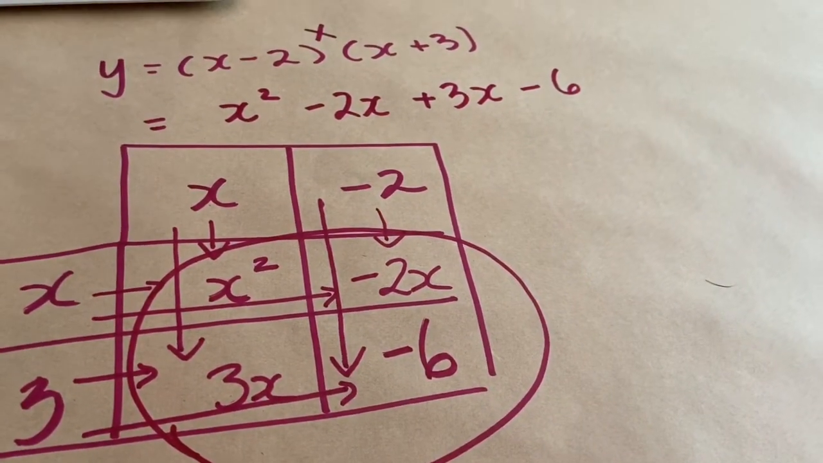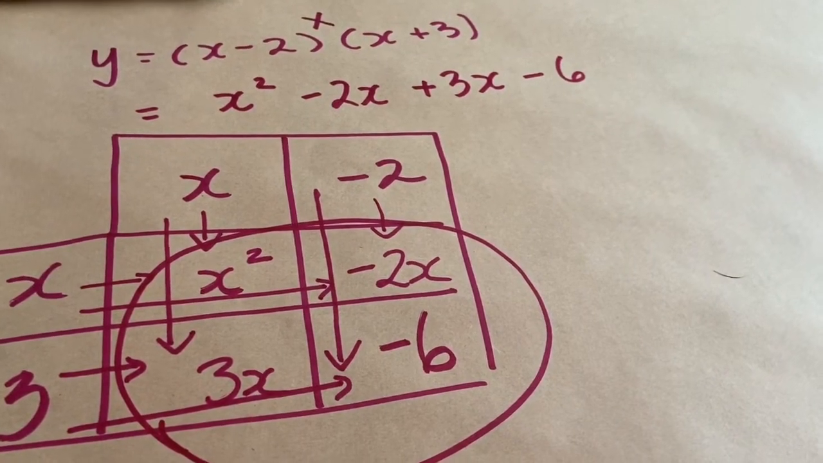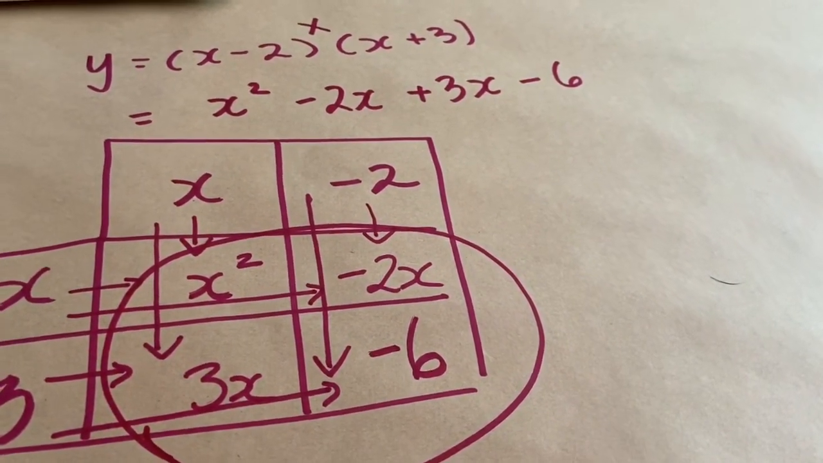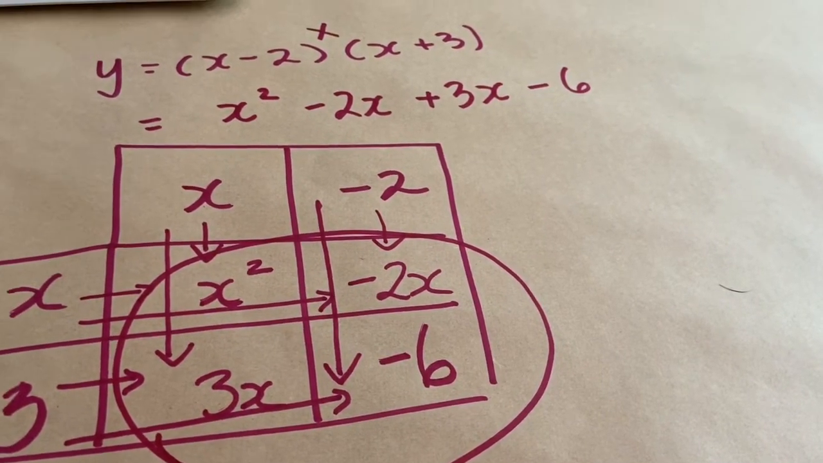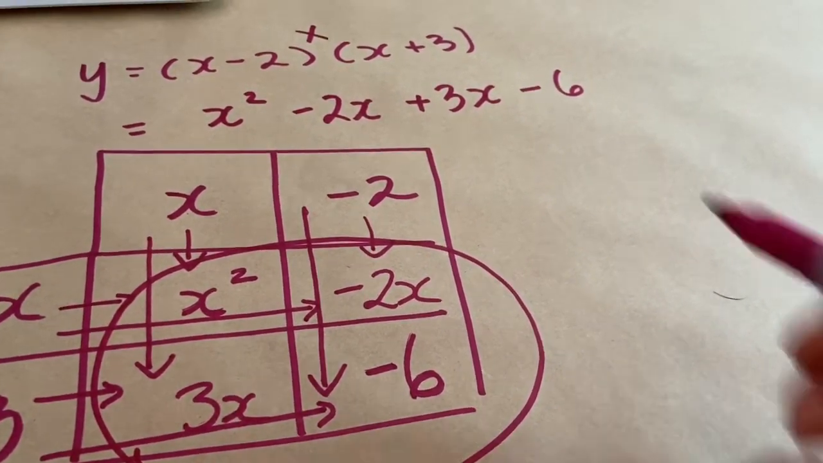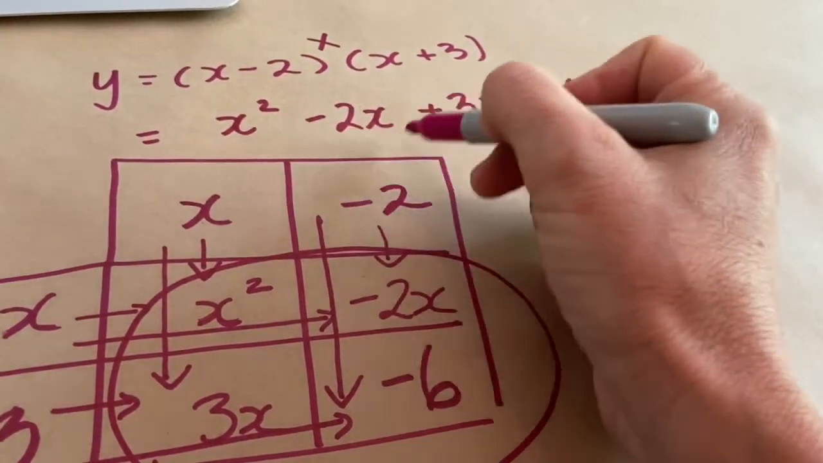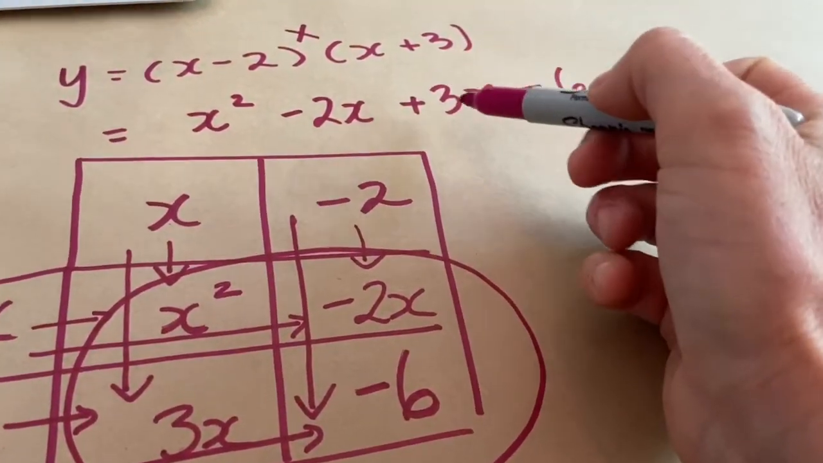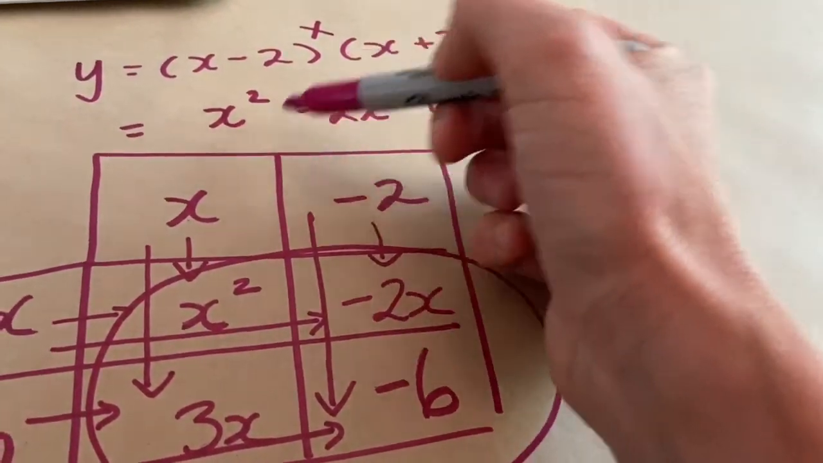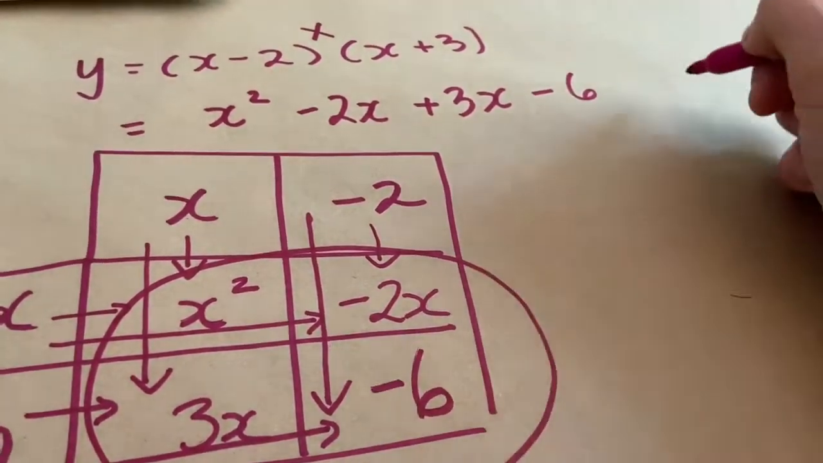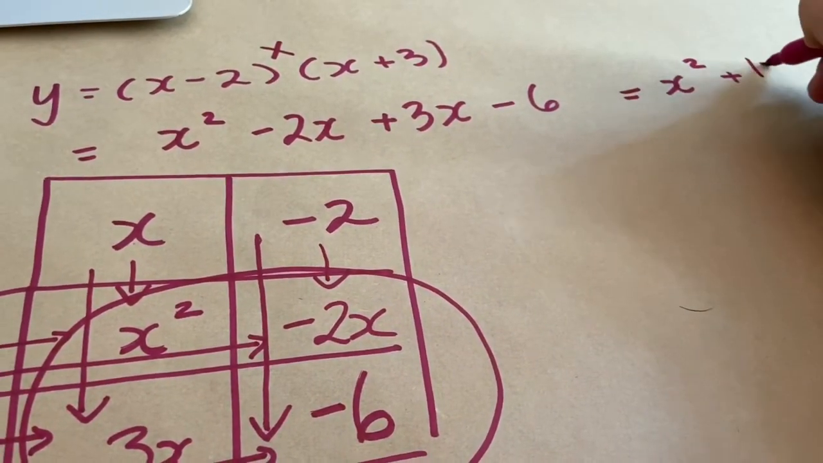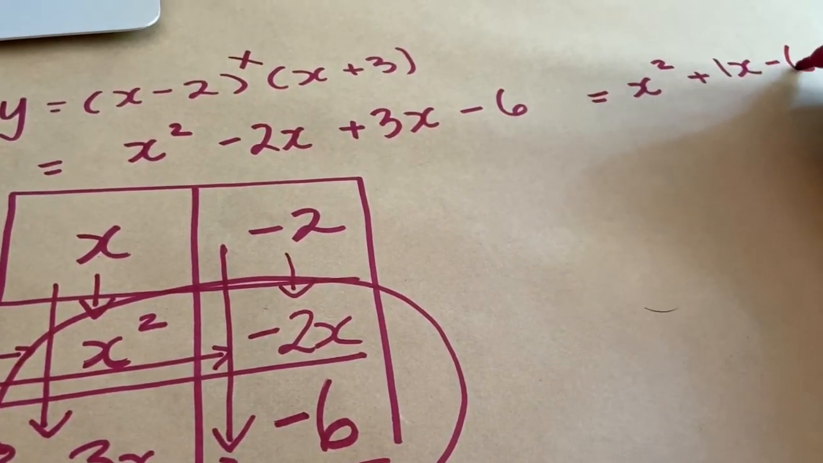Okay, last step is we need to simplify. And when we were in grade 9, we learned how to simplify. Simplify just means put the parts together that go together. I've got two parts here that have x. I've got the 3x and the minus 2x. So if I have minus 2x plus 3x, or if I have 3x minus 2x, that gives me just 1x. So this is the same thing as x squared plus 1x minus 6.